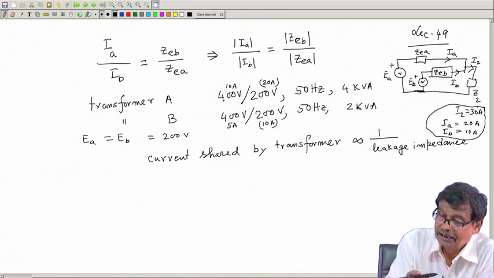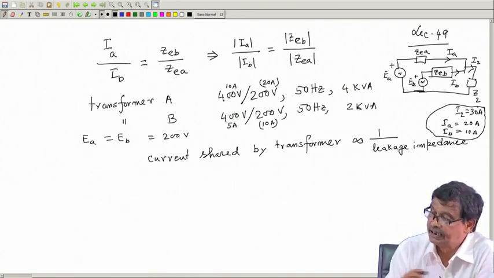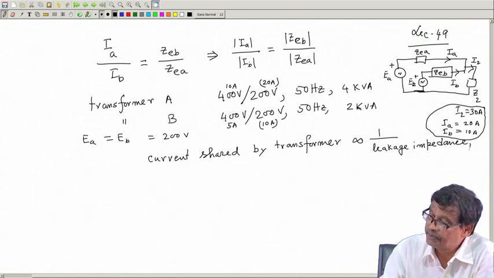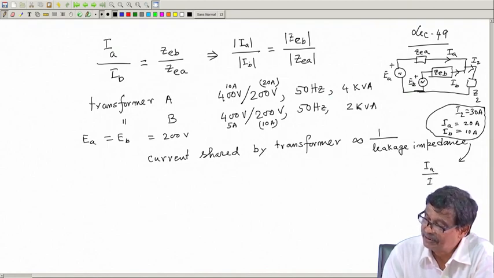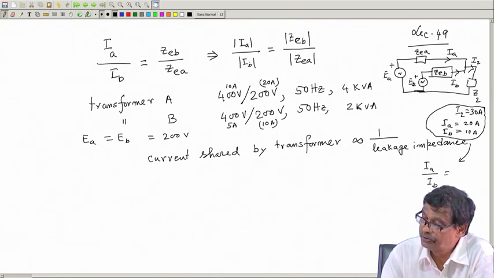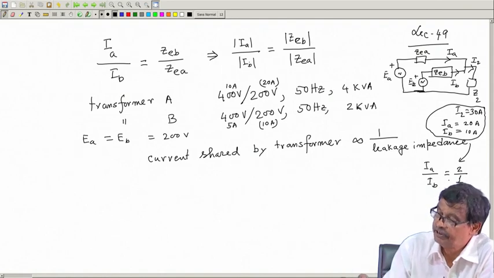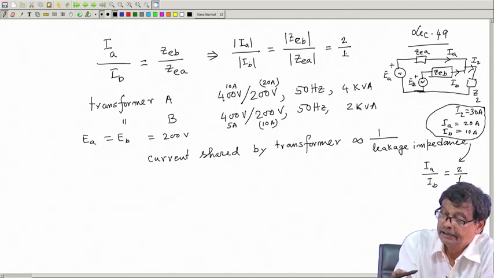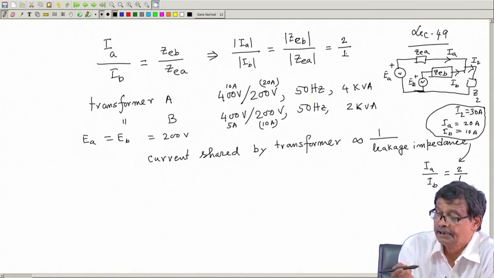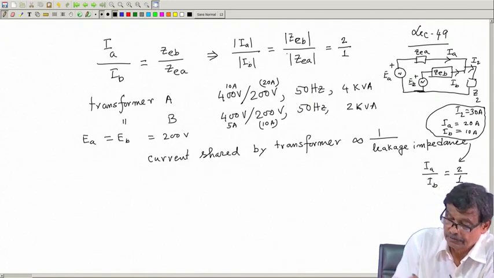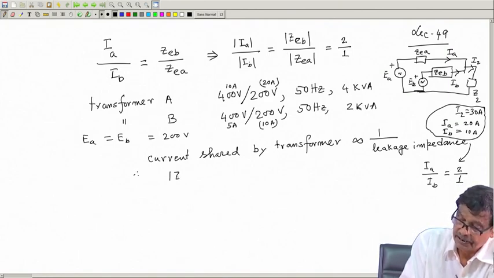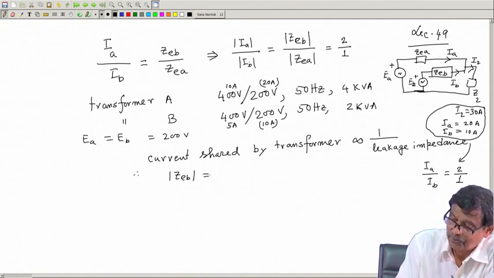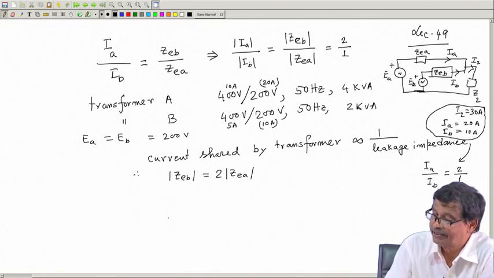Therefore, we find that IA by IB is ZEB by ZEA. So, this demands that the IA by IB ratio should be 2:1. If this best thing is to happen, then IA by IB must be 2:1, which implies that the impedance of transformer B should be twice the impedance of transformer A. Therefore, ZEB must be equal to twice ZEA, then only such a thing is possible.